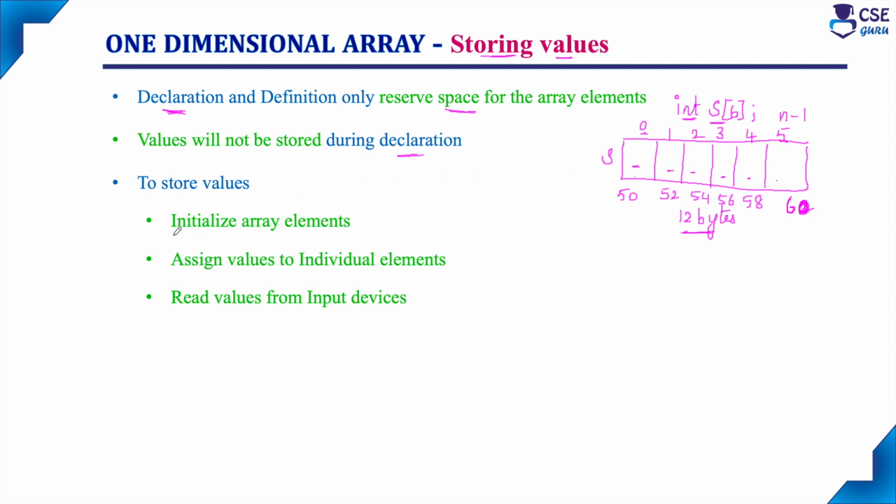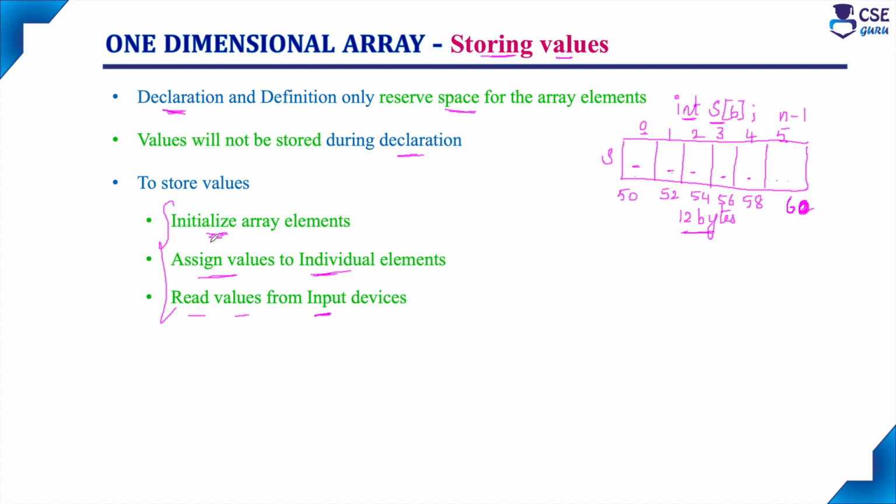Okay. So to store the values, there are 3 methods. First method is initializing the array elements. So how many array elements are there? All the array elements, either totally we can initialize or individually we can initialize. That is initializing array element, assigning or giving the initial value to the array elements. That is the first method. And second method is assigning values to individual elements in the array. Third method is reading values from the input devices. So with the help of these 3 methods, we can assign values to array elements.